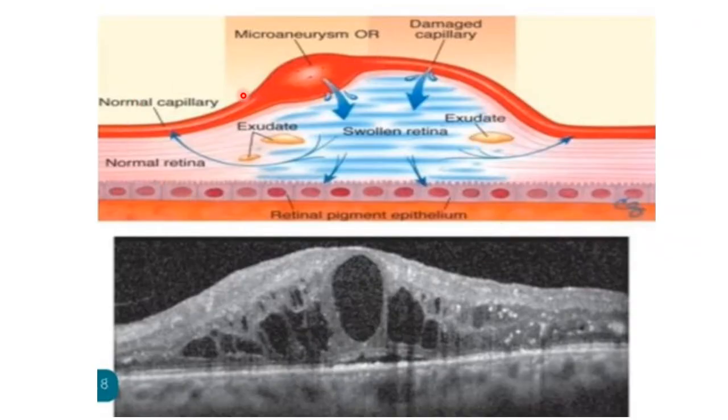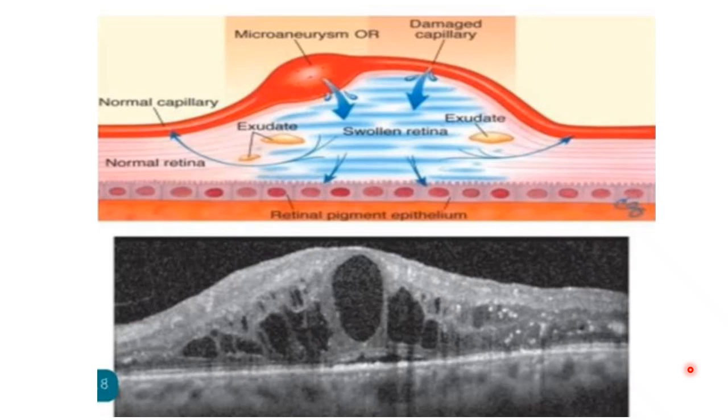Just a diagrammatic representation of the pathology happening. So it can be either a microaneurysm which lacks pericytes, or it can be a damaged capillary from the reactive oxygen species and all those mechanisms that we discussed. So damage to the blood vessel, leaking out of fluid and lipids, causing thickening of the retina and presence of hard exudates. This is what you see in the underlying picture. This picture is known as an optical coherence tomography. I'm going to talk about imaging in diabetic retinopathy in my next lecture.